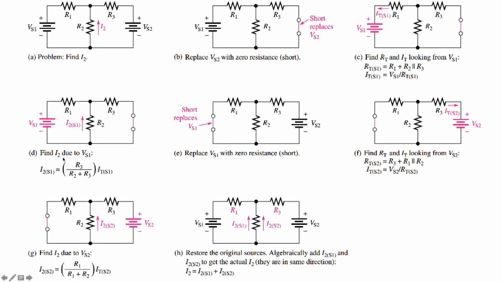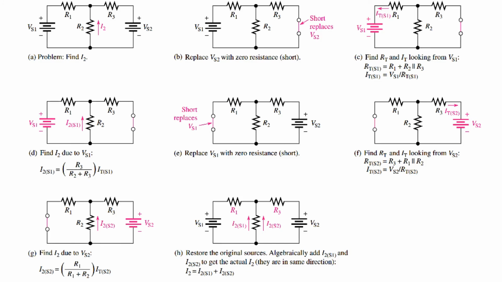In step D, we solve for I2S1 by first using the voltage divider equation to determine the voltage across the equivalent parallel resistance R2 and R3, or VR2 and VR3, which are equal since they are in parallel. VR2 is then equal to the equivalent resistance of the parallel circuit times ITS1. I2S1 can then be computed by dividing VR2 by R2. This results in the equation shown. The derivation of the equations from parts C to D is shown in the next slide.